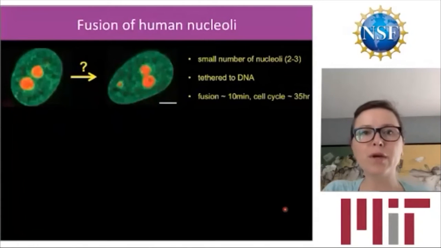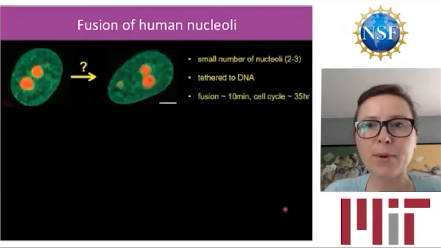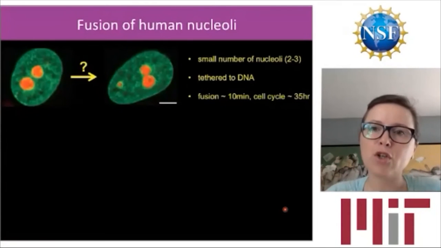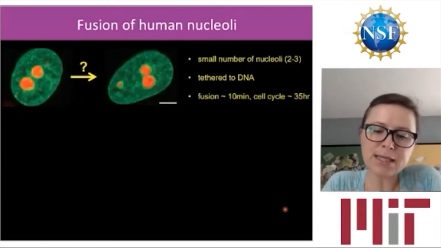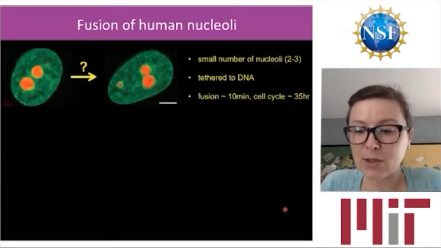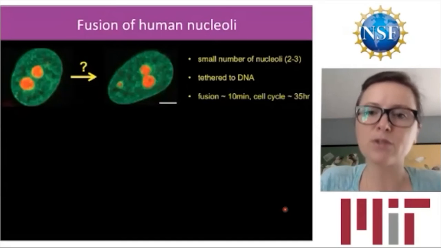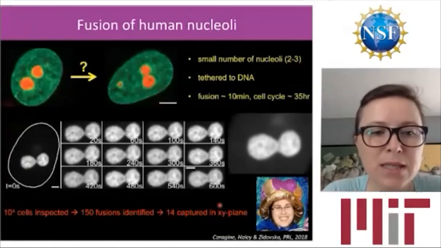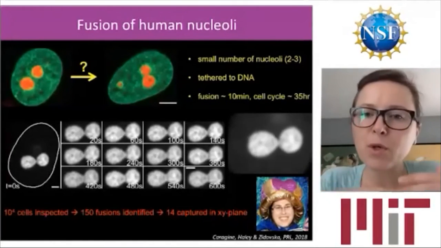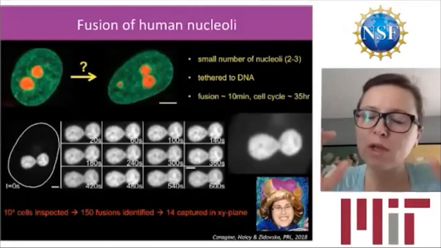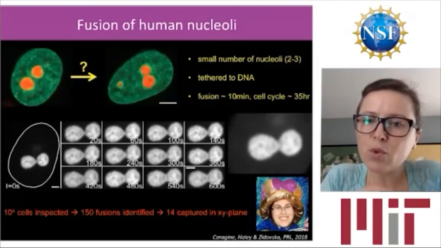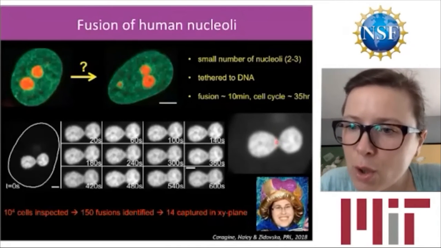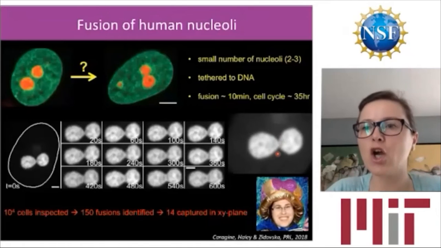But then the ultimate proof is observing their fusion when they come together. This is, however, a difficult feat because, as I told you, there are a number of nucleoli in human cells. They're tethered to DNA, so they're not so mobile. And the fusion process itself takes about 10 minutes, but the cell cycle is on the order of 35 hours. So you have to be at the right place at the right time to visualize it. For that, a very talented student in my group, Christina Karagin, went through 10 tiles. She developed a semi-automatic algorithm where she was able to scan through those cells and identify 150 that were in close proximity and good candidates for fusion. Then she kept 14 fusions in the XY plane, where we have the highest resolution, in order to resolve the information about the neck connecting the two fusing nucleoli.